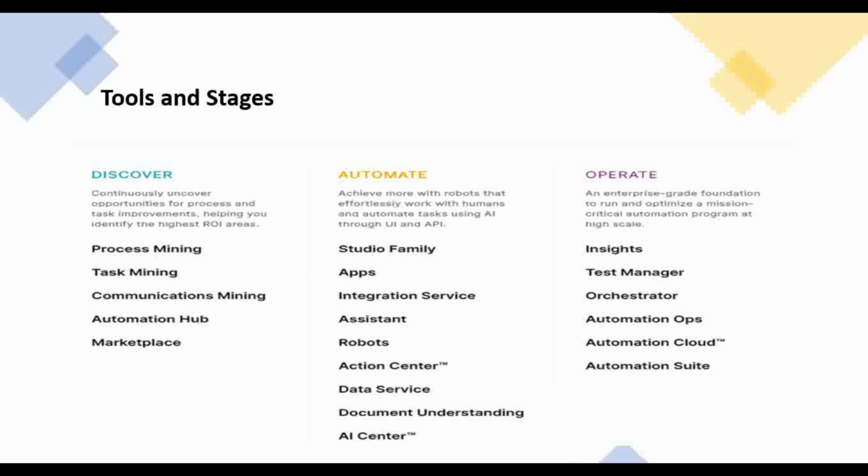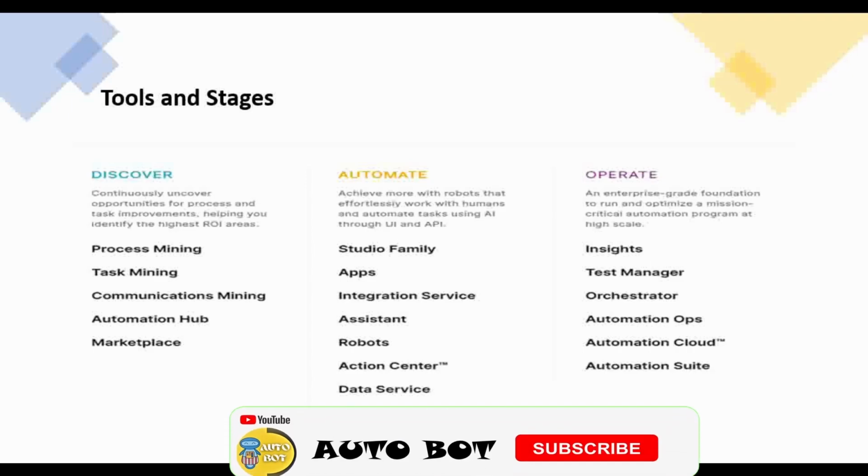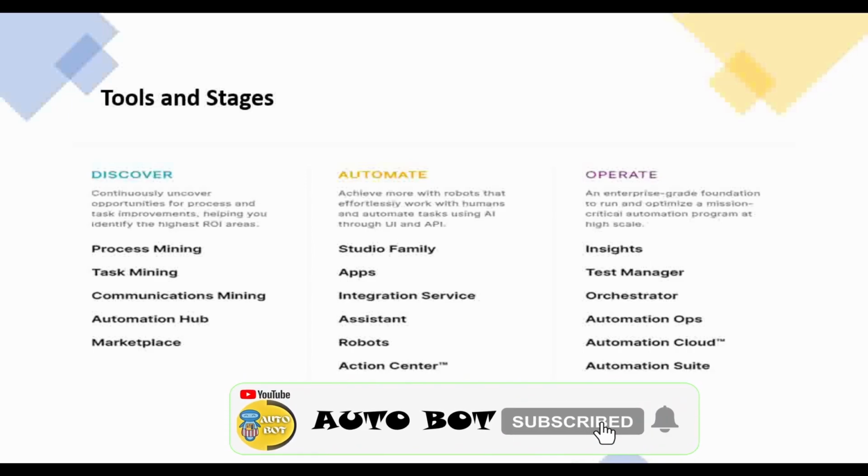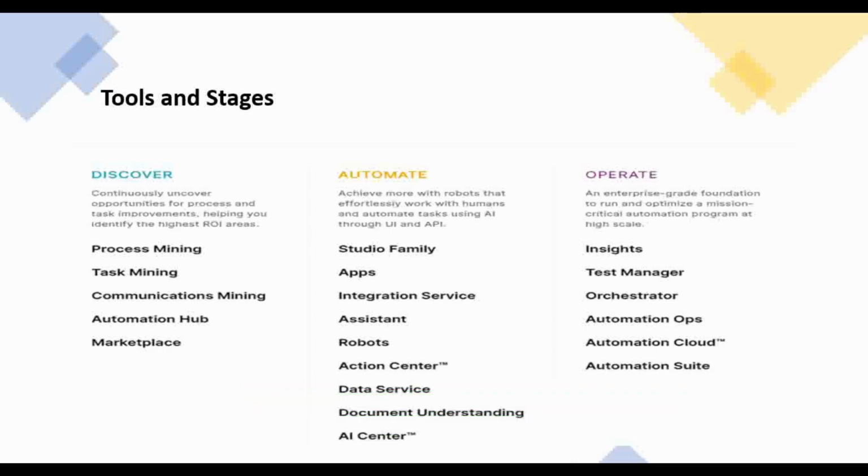Task mining is of two types: one is assisted and the other is unassisted task mining. I will tell you more about all those things in the coming slides, right? I'm not going to deep dive into automate and operate stages. Today we are going to concentrate only on task mining, right? So what is discovery? Continuously uncover opportunities for process and task improvement, helping you identify the highest ROI areas, right? So let's go to the next slide.